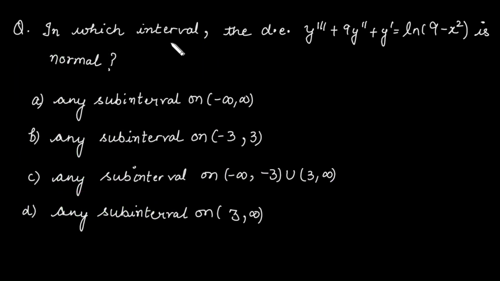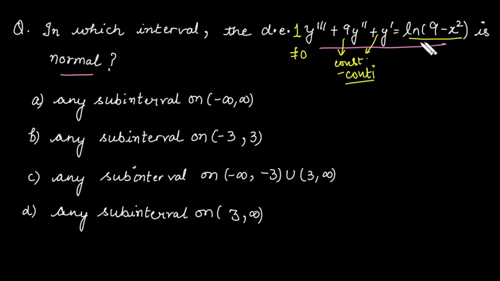Next question: on which interval is this differential equation normal? We need to collect the coefficients. The highest order derivative coefficient is 1 and it is not equal to 0. And it is also continuous, because it is a constant. A constant is always continuous. What about this one? In this case, again we are getting a constant and it is also continuous.